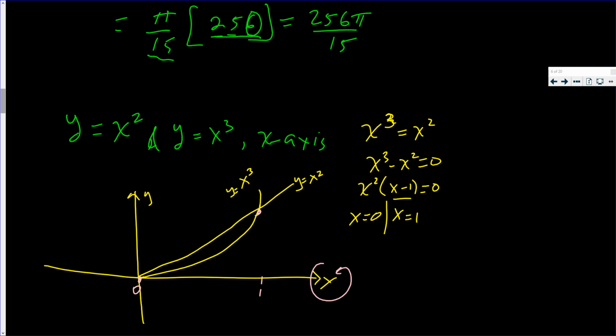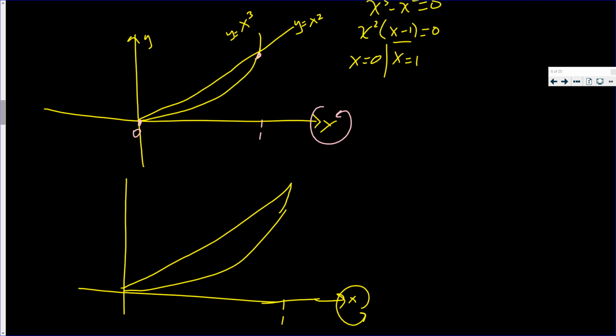Now I want to draw this area a little bit bigger. So maybe it goes like this and it goes like that. And they meet right there when x is 1. And we're going to rotate about the x-axis. And 1 squared and 1 cubed is 1. That is, in case we need it, this point is 1, 1.